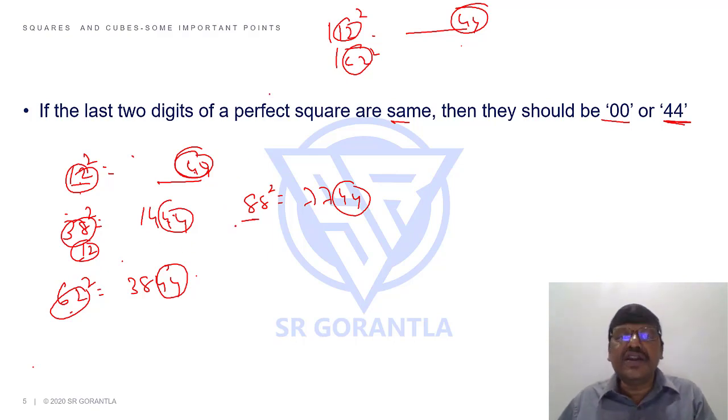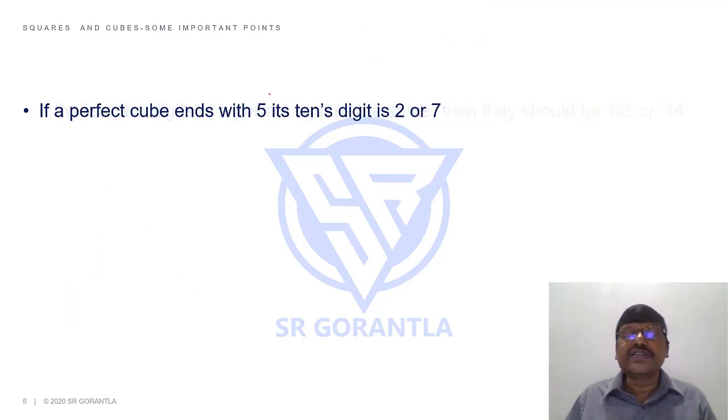Of course, 12 more than 100 is again going to give you the same thing there, right? So this is about the last two digits being the same. 00, of course, the moment you have a number ending in 0 and square it, you get 00, right? Next, what else did we discuss, students?